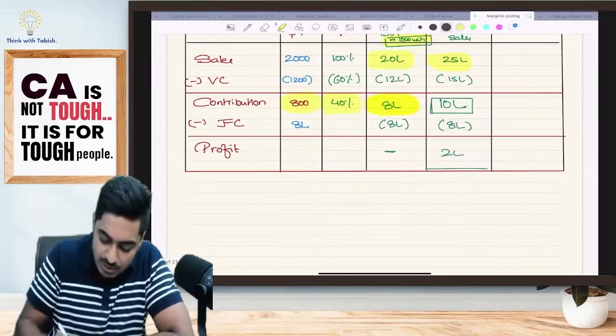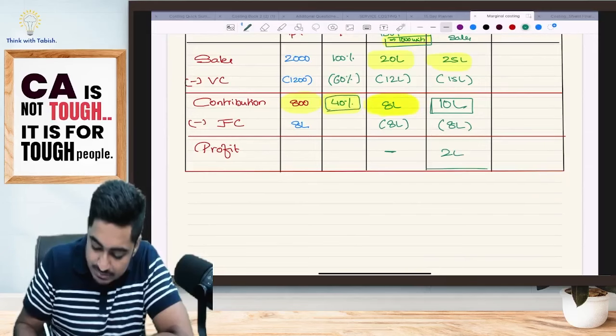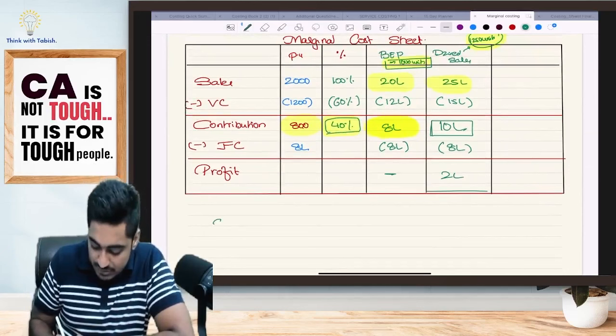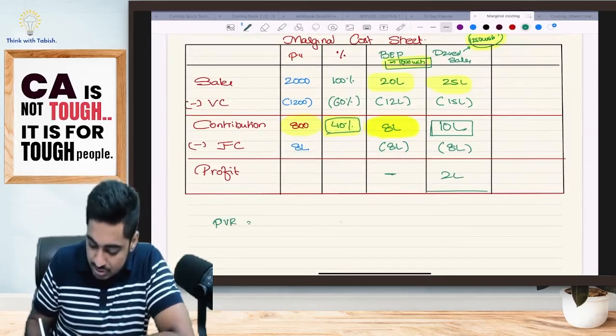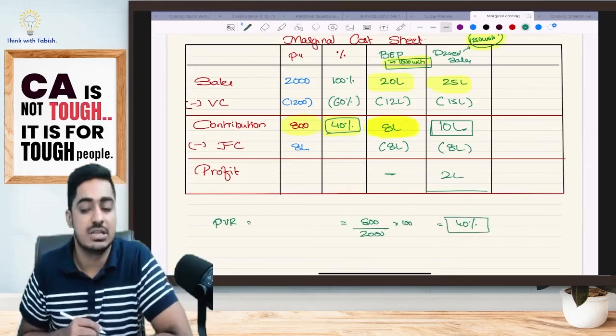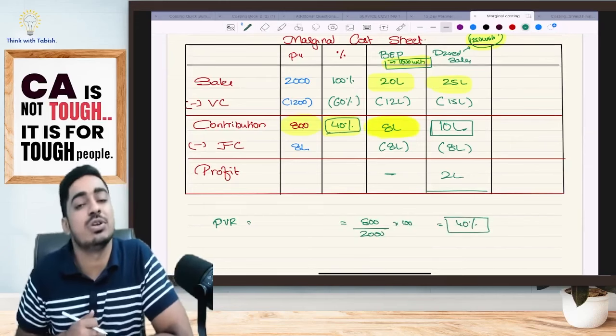Nothing, students, very simple. Tell me, students, how did I get the PV ratio of 40%? Simple. I did 800 divided by 2000, yes or no everyone? So I will just write it. PV ratio is 800 divided by 2000 into 100, 40%. Is it sufficient, sir? It is sufficient here. Sir, should we not write the formula? Not necessary. But sir, still we want to write the formula.